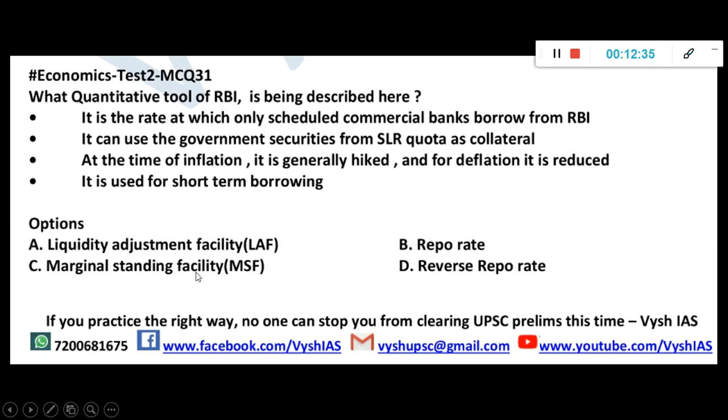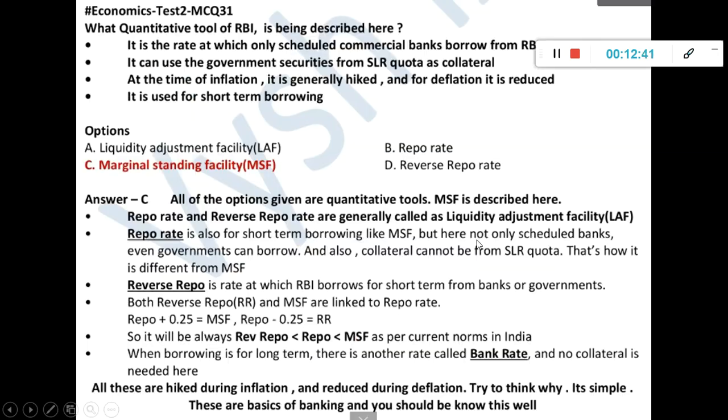The difference, I cannot sit and explain everything now, because everything is used for the same purpose only, when banks have to borrow from RBI or RBI has to take from banks. So if you see here, all these options are quantitative tools, and the thing which is described here is MSF. Repo rate and reverse repo rate are generally called LAF. Repo rate is also used for short-term borrowing like MSF, but here not only scheduled banks, even governments can borrow.